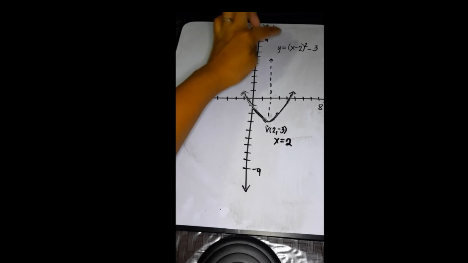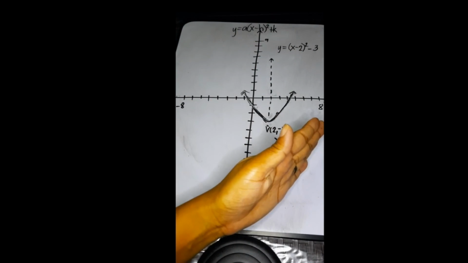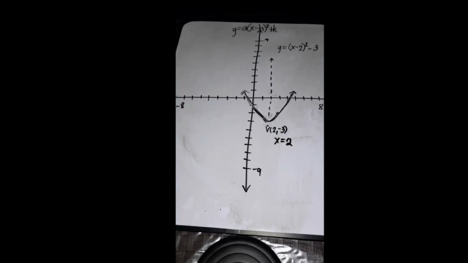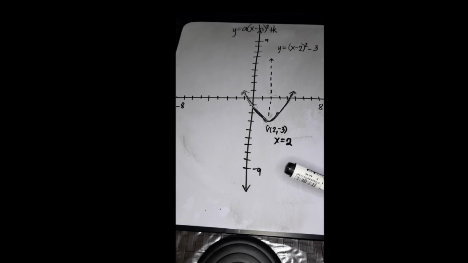In this case, the value of our h is positive 2, so therefore we move to the positive side or to the right. And the value of k dictates us whether we are going to move upward or downward. So in this case, in this graph, since our k is negative 3, that means our graph will be shifted downwards. And of course, since the value of our A is 1 and 1 is positive, therefore, the graph opens upward.